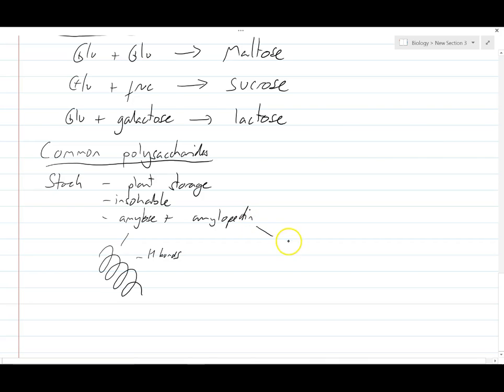It's a very branched molecule. Okay, so it's got lots more ends. It can be broken down very quickly, or a lot more quickly compared to amylose. So broken quickly. They're both broken down by amylase into maltose, but both at different rates. Obviously, amylose takes a lot longer as it's essentially one long molecule, whereas amylopectin takes a shorter time because of its branched nature.